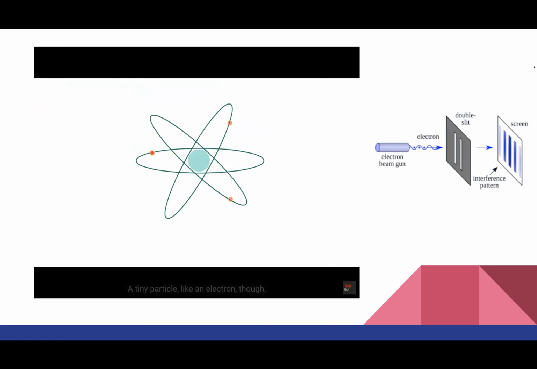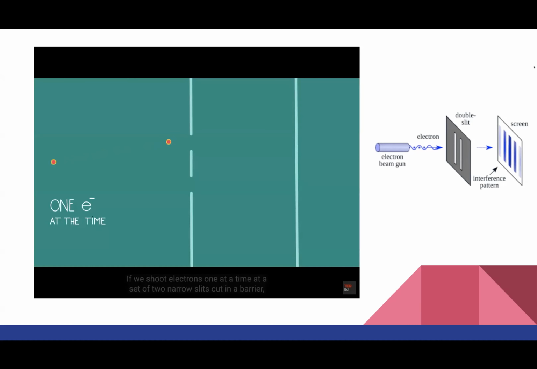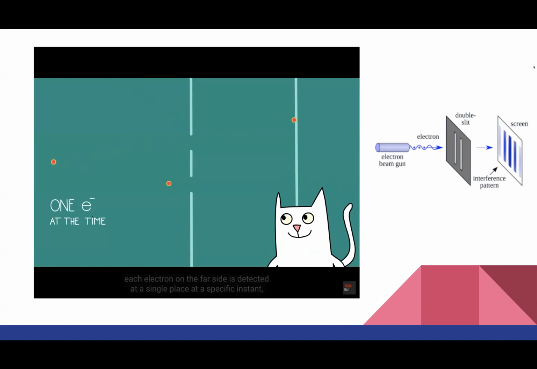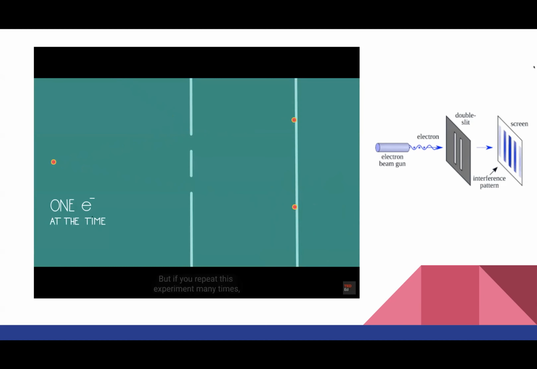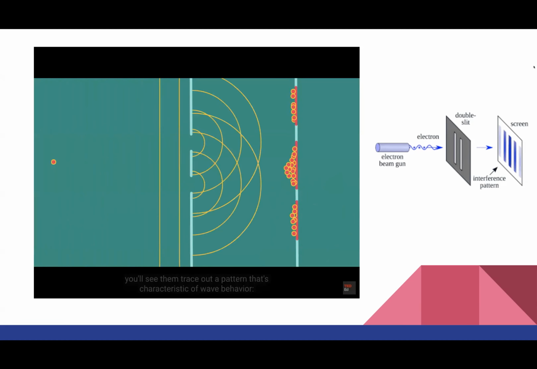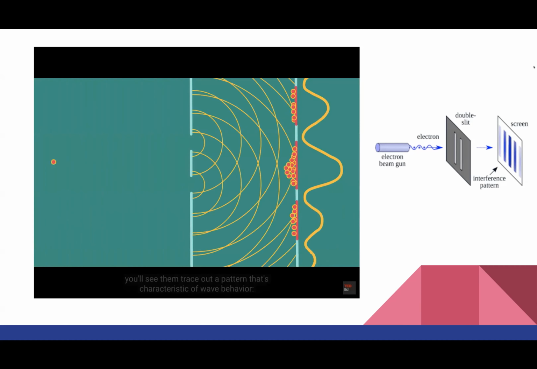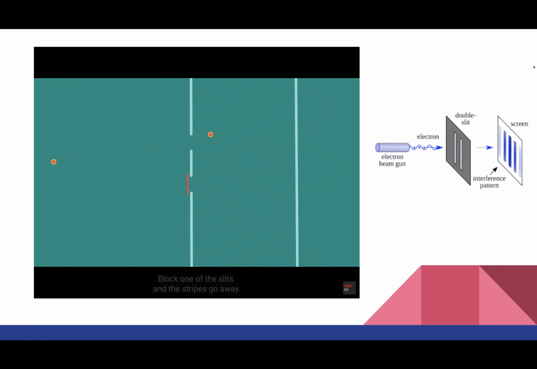A tiny particle like an electron, though, can show dramatic evidence of its dual nature. If we shoot electrons, one at a time, at a set of two narrow slits cut in a barrier, each electron on the far side is detected at a single place at a specific instant, like a particle. But if you repeat this experiment many times, keeping track of all the individual detections, you'll see them trace out a pattern that's characteristic of wave behavior: a set of stripes, regions with many electrons separated by regions where there are none at all. Block one of the slits and the stripes go away.